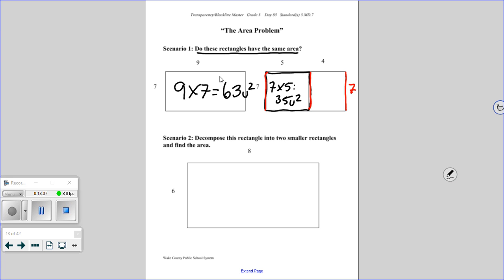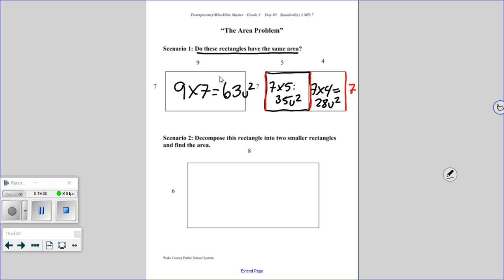Aiden, what's going to be that equation? 7 by 4. Go ahead and give me the answer, Aiden. 28. 28 units squared. Well, now we still have to look at that whole question.